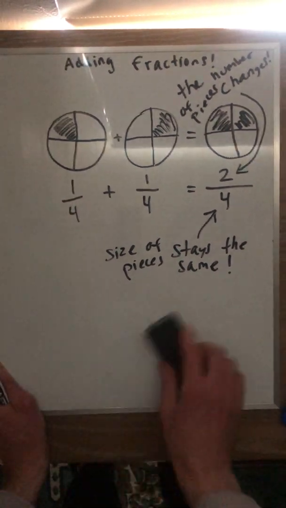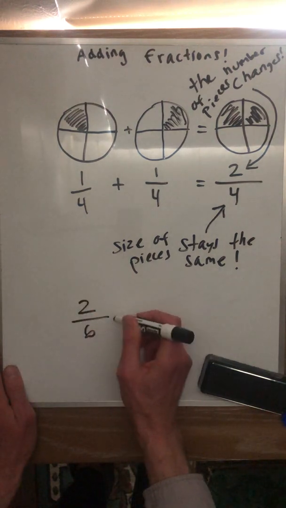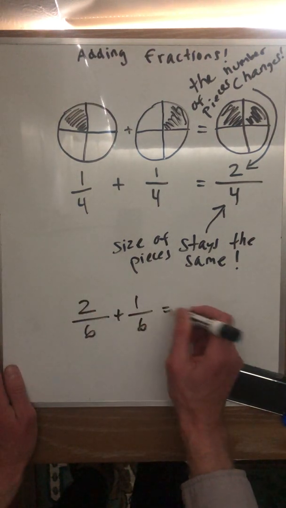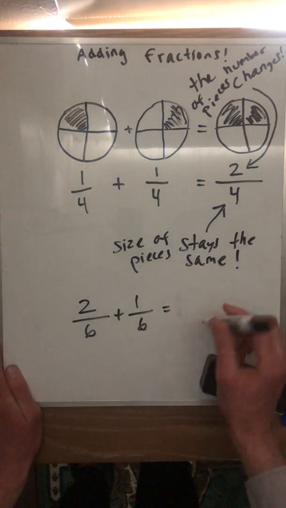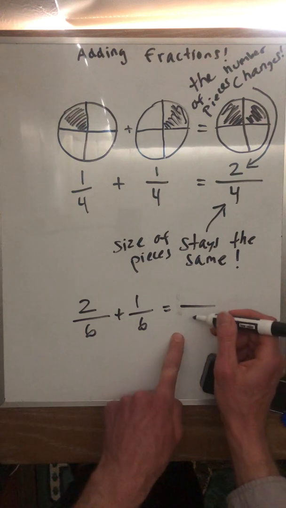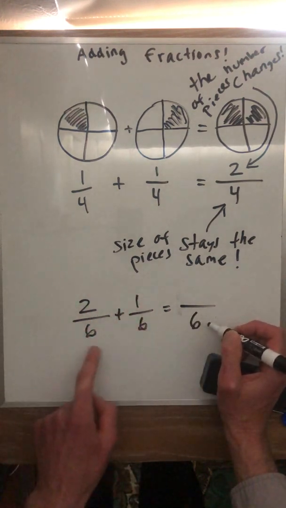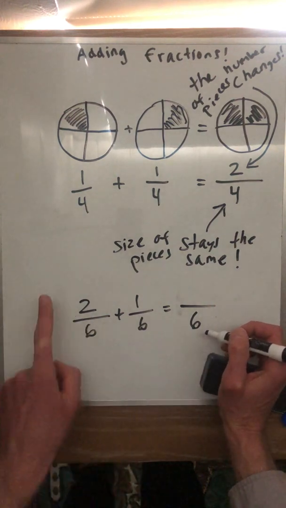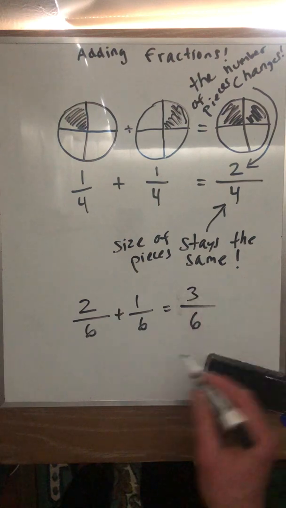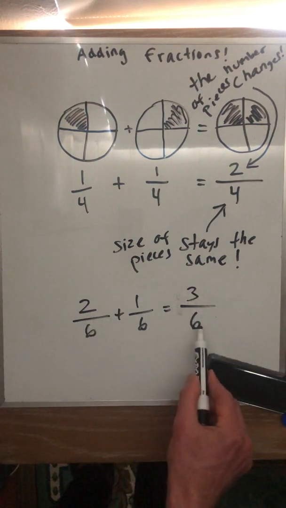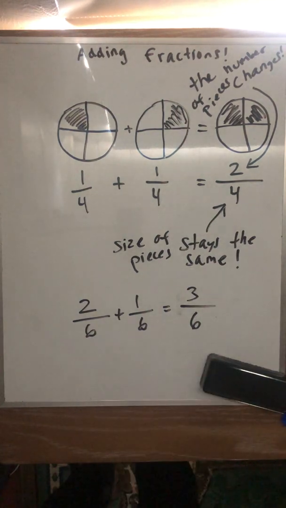And you don't always even have to draw them. If you just see 2/6 plus 1/6, well, before I even do that, I know for a fact the size of the pieces stays the same, but the number of pieces changes. So I'm still talking about 6, but I used to only have 2. Now I have 1 more than 2. 2 plus 1 is 3. So that stays the same, but these guys up top change. 2 plus 1 is 3.